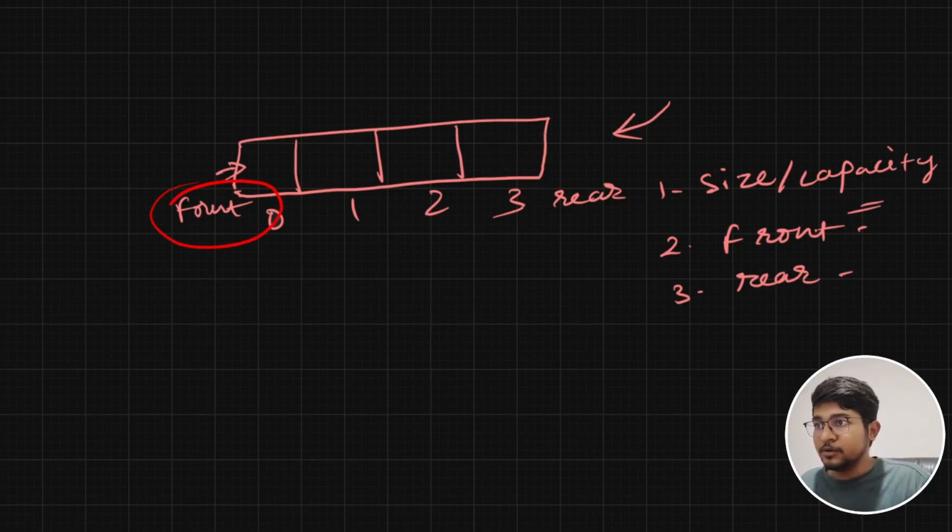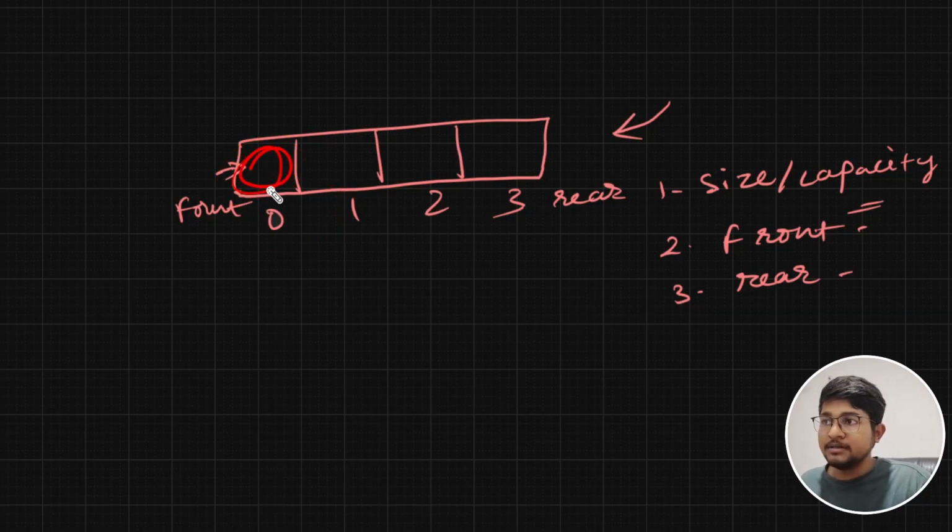And what is the work of front? To remove the value from the front. So what happens if you do dequeue? While enqueue, the rearer helps us add a value. While dequeue means deleting a value, what happens? Simply, front will increment. Front is now pointing to this, and it will point here. So this value will remain as it is.